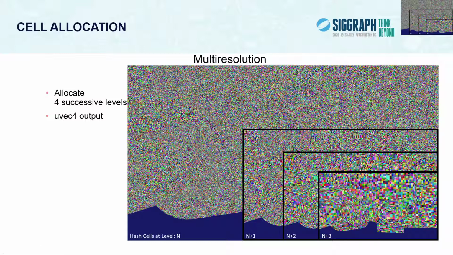Since we're able to manage several levels of detail, we are storing information at several levels of detail at once. So when we allocate cells, we do it at the target LOD, but also for 3 coarser LODs. And we'll see a bit later what we'll do with that.